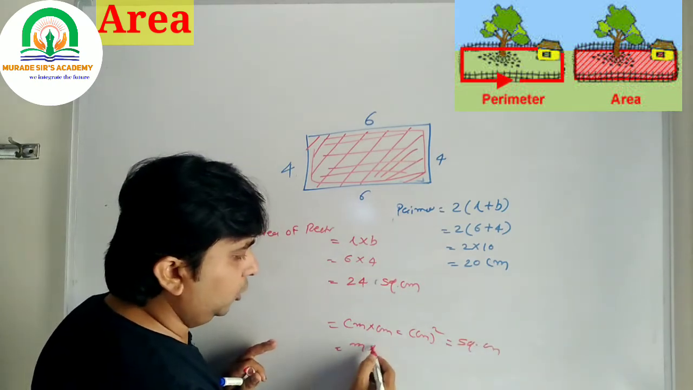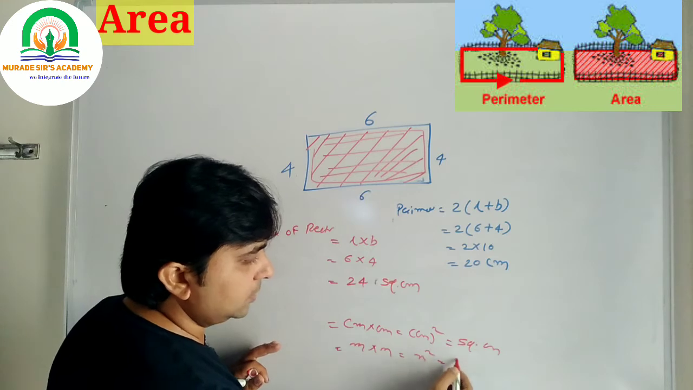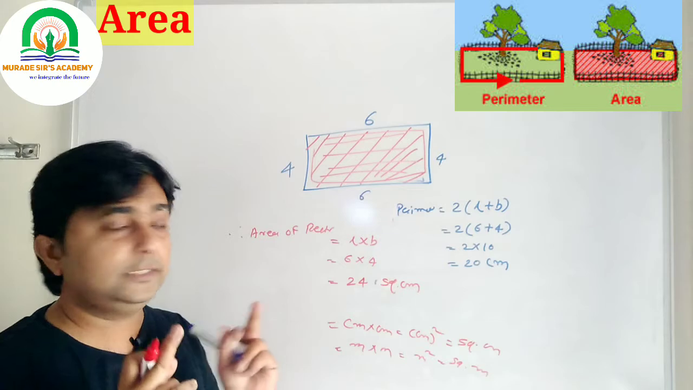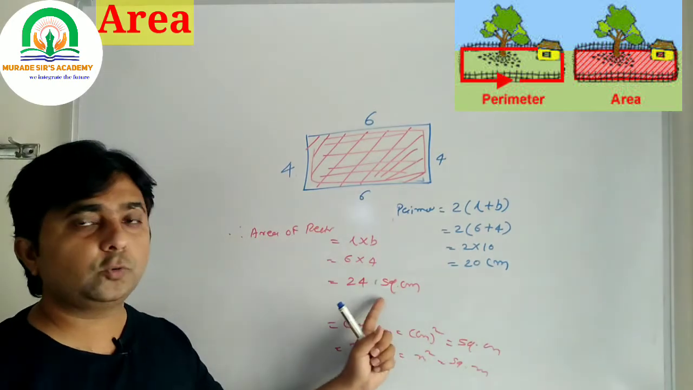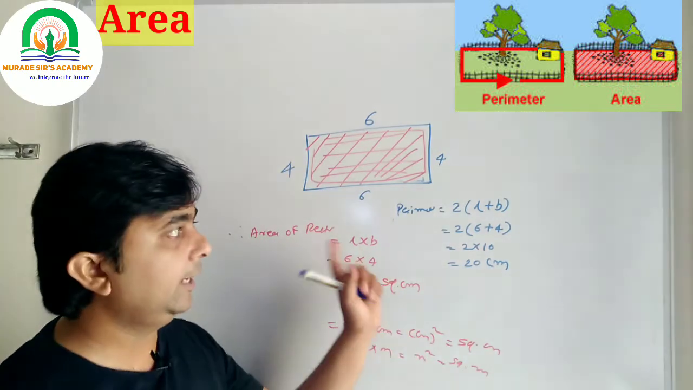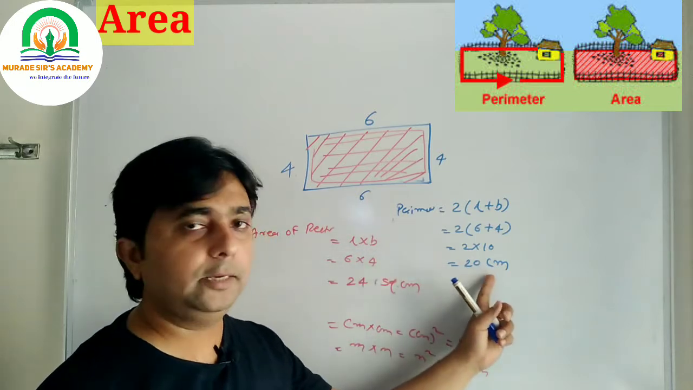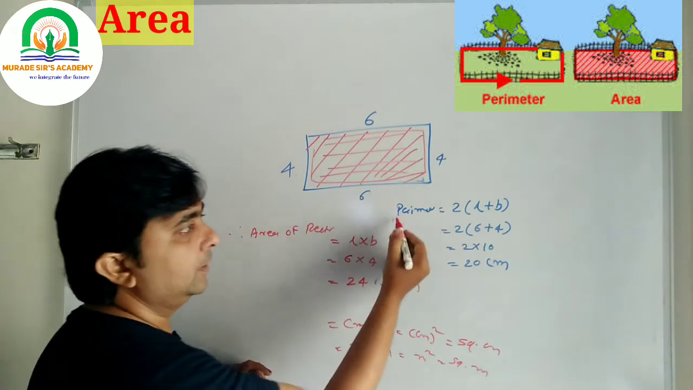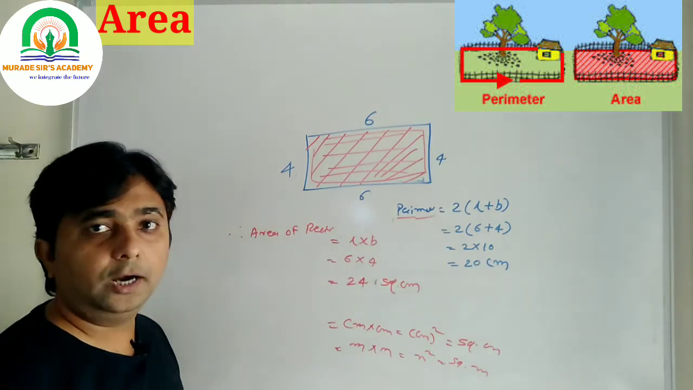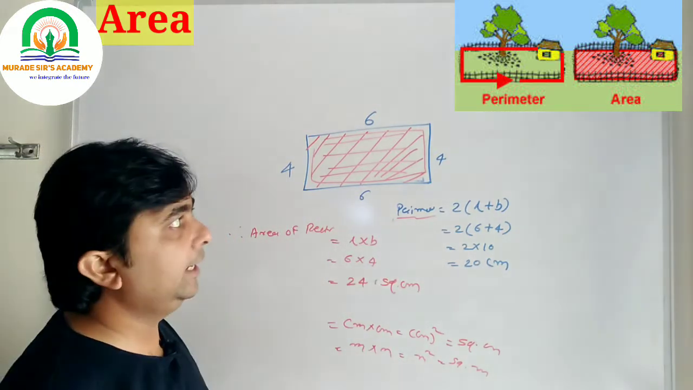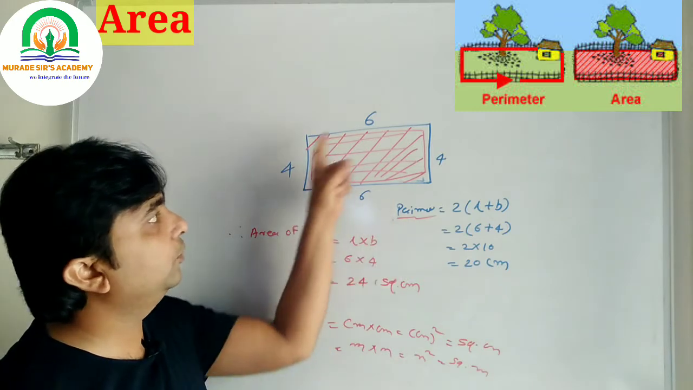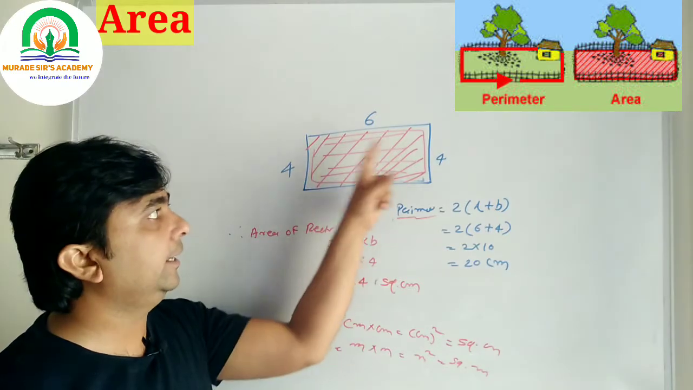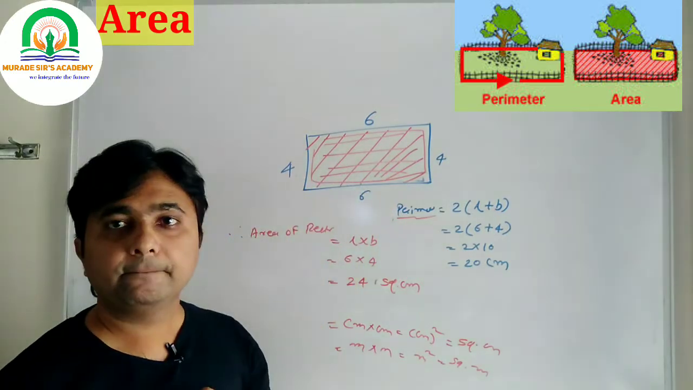Meter into meter is meter square, that is square meter, and square kilometer. So the unit of area is square centimeter, square meter, square kilometer, and the unit of perimeter is centimeter, meter. Those units I have given are for perimeter. Understood? Perimeter means this blue line only, and area means this red area.